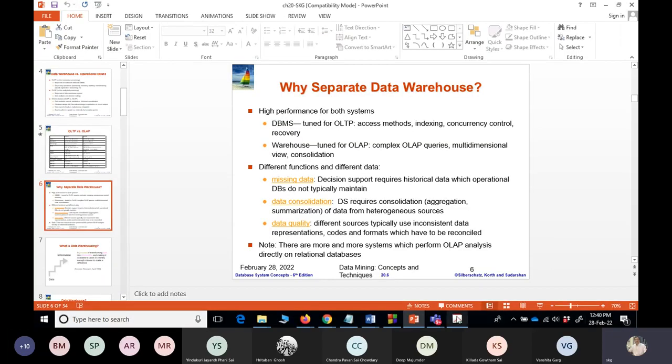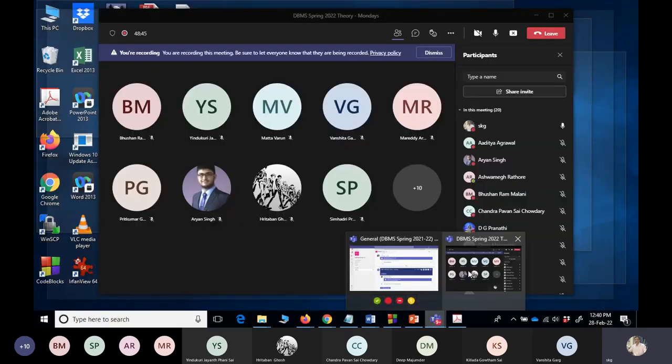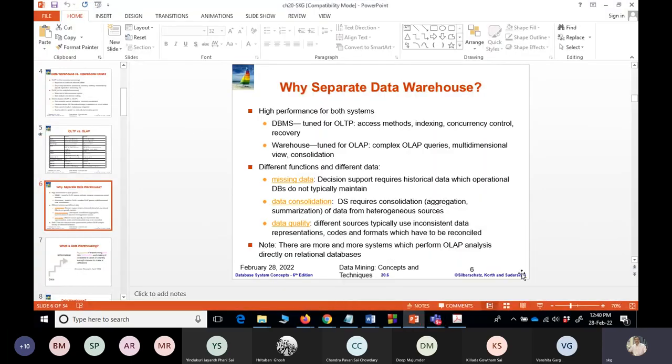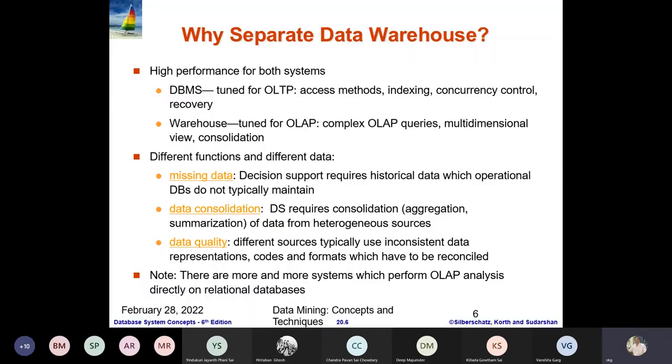So what we require is something high performance for both systems. The DBMS is tuned for OLTP: access methods, indexing, concurrency control, etc. The warehouse is tuned for OLAP: complex OLAP queries, multidimensional views, and consolidation. So different functions and different types of data. Decision support queries require historical data which operational DBs do not typically maintain, right?